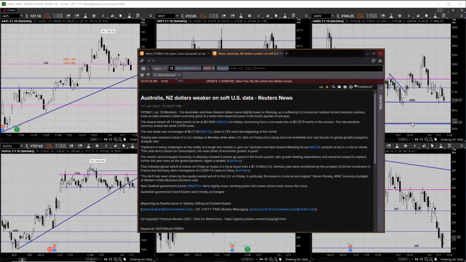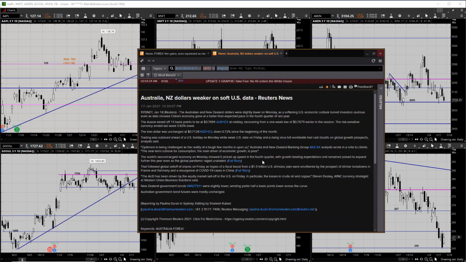Australian New Zealand dollars weaker on soft U.S. data. Australian New Zealand dollars were slightly lower on Monday as a softening U.S. economic outlook turned investors cautious, even as the data showed China's economy grew at a faster pace than expected in the fourth quarter of last year. The Aussie eased off 14 basis points to 76.94 at midday, recovering from a one-week low of 76.79 earlier in the session. The Kiwi was unchanged at 71.28.